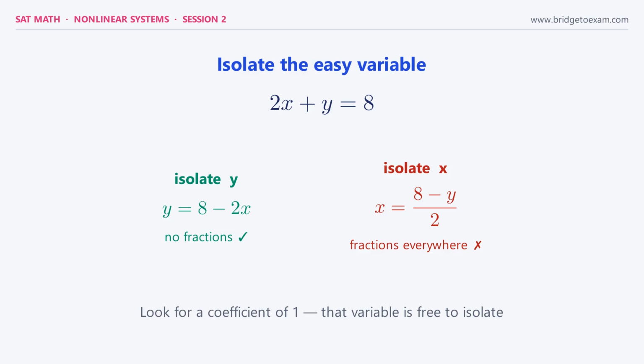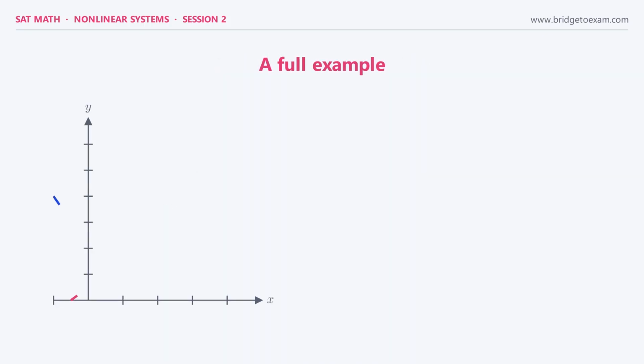Clean, no fractions. Compare that to isolating x, which would give you x equals (8 minus y) all over 2. Now you're dragging a fraction through the rest of the problem. Same answer, more chances to slip. So scan for the coefficient of 1. Let's run a full example.